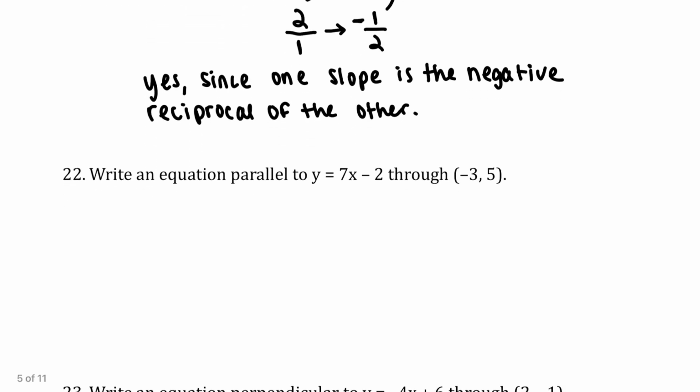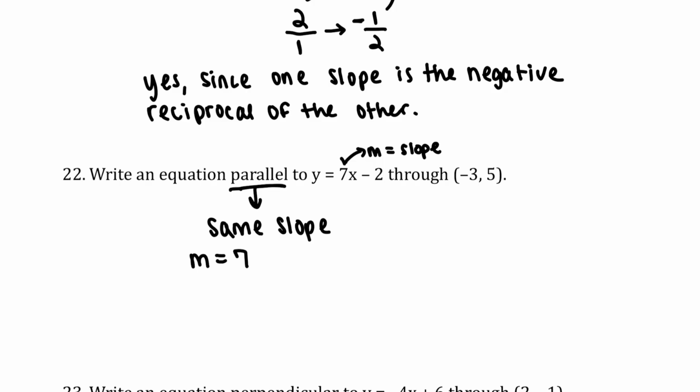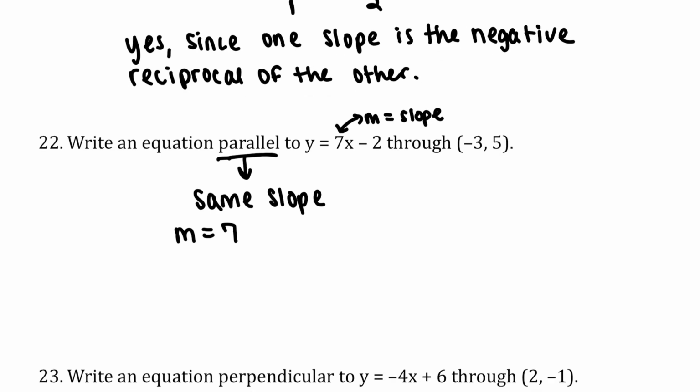Now for 22, we're going to write an equation that's parallel to y equals 7x minus 2 through negative 3 comma 5. Parallel is the same slope. So that means that our new slope is actually just going to be the same as our old one, which is 7. And I'm getting this 7 from right here that I called out, because that's y equals mx plus b. So our same slope of 7.